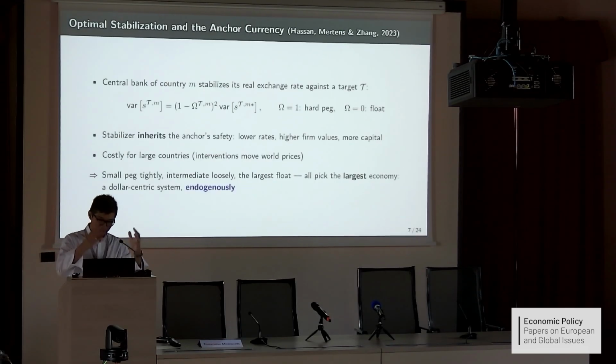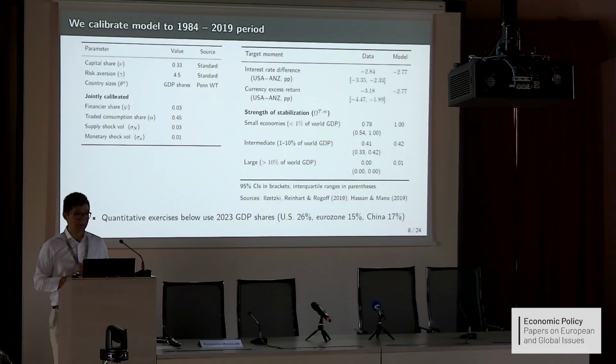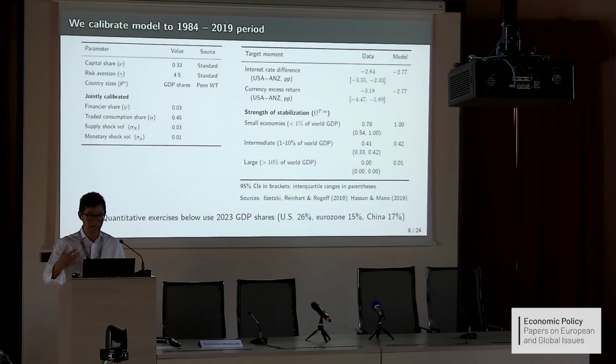Having this theoretical background, we're going to try to operationalize this in a quantitative sense. In this paper today, we're going to calibrate our model to a 1984 to 2019 period, a period where world markets are relatively free, because we want to ultimately derive implications for what kind of policies Europe might want to adopt to promote the euro as an anchor currency.